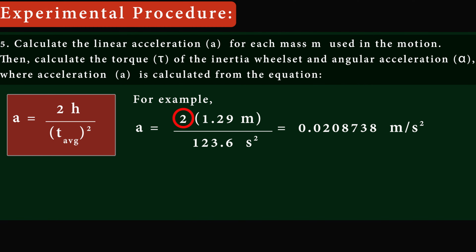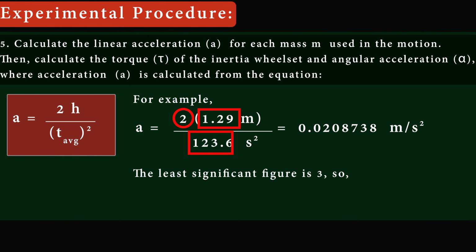The number 2 has an infinite number of significant figures. 1.29 has 3 significant figures. 123.6 has 4 significant figures. The least significant figure is 3, so a equals 0.0209 meters per second squared, etc.